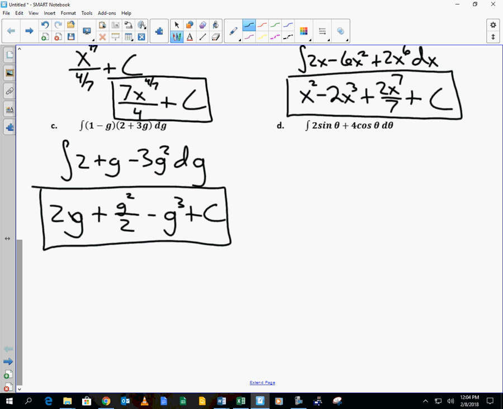What's the antiderivative of 2 sine of theta? Is it positive 2 cosine theta or negative 2? It's negative 2 cosine theta. What's the antiderivative for cosine theta? Is it positive 4 sine or negative 4 sine? Positive 4 sine of theta plus c.